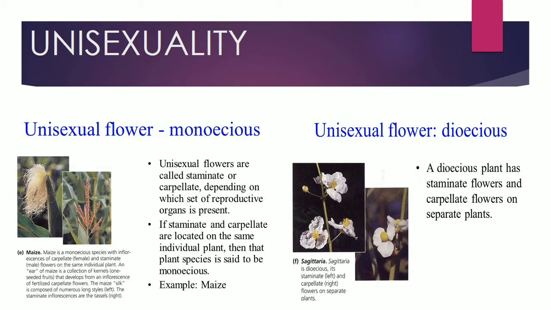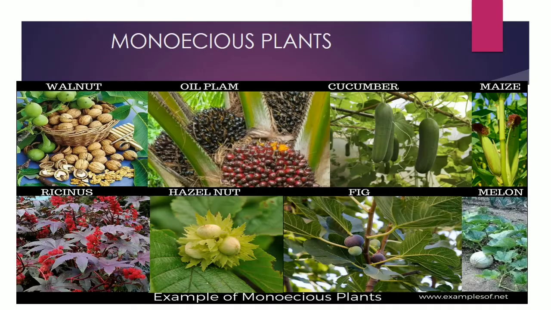Here some examples are given of monoecious plants: walnut, oil palm, then cucumber, maize, then resinous, hazelnut, fig, melon. These all are monoecious plants. Monoecious plants are the plants with both types of flowers on the same plant. I hope the concept is clear to you. These are the examples of monoecious plants.